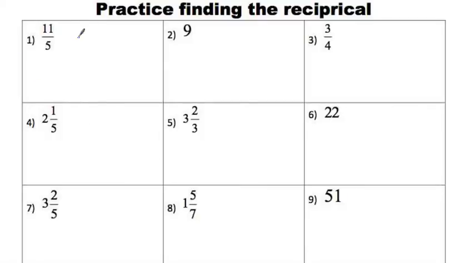So number 1 would equal 5 over 11. Number 2, whole numbers go over 1, and the reciprocal would be 1/9. Number 3, the reciprocal would be 4/3.